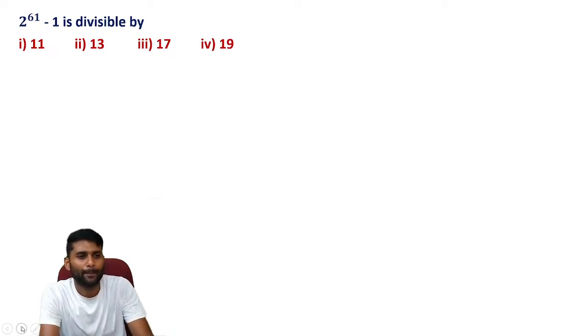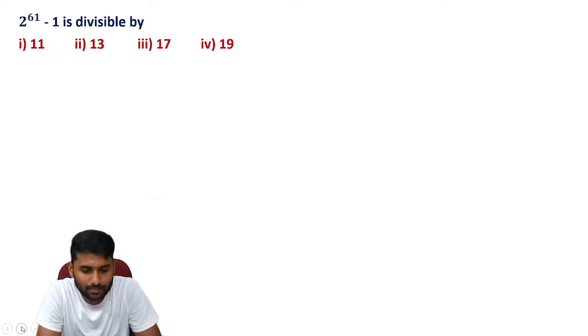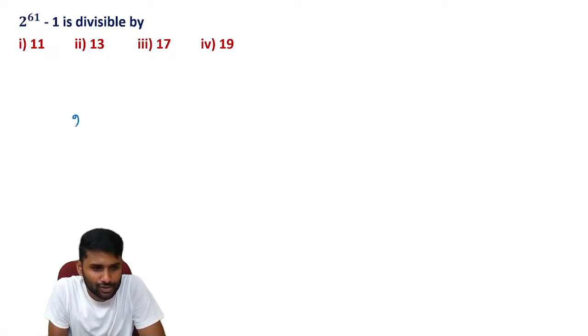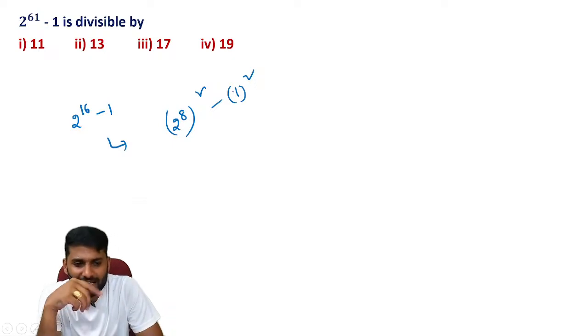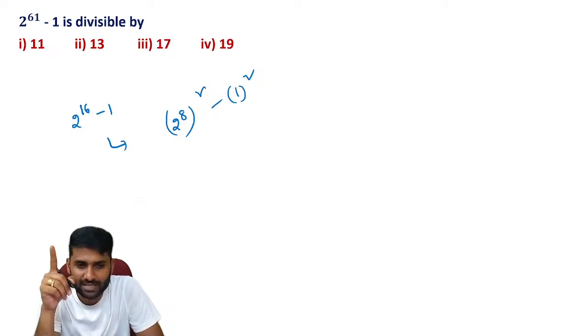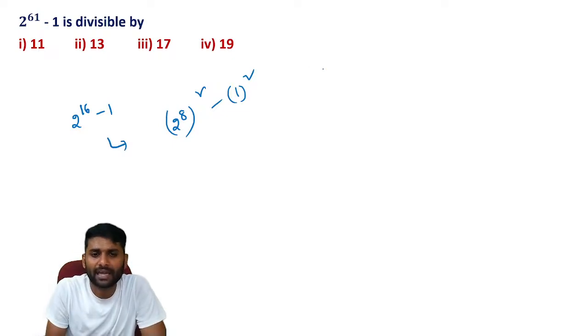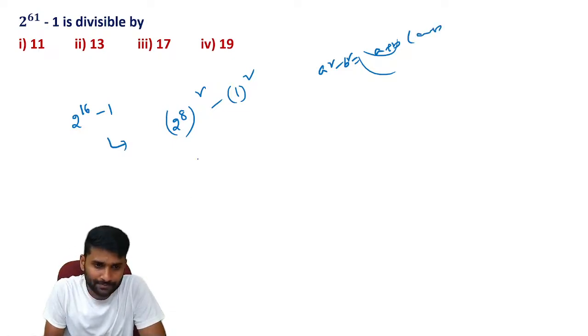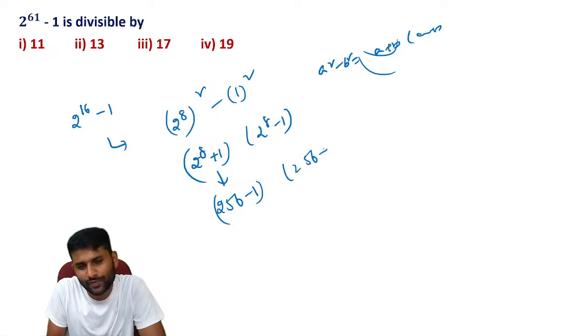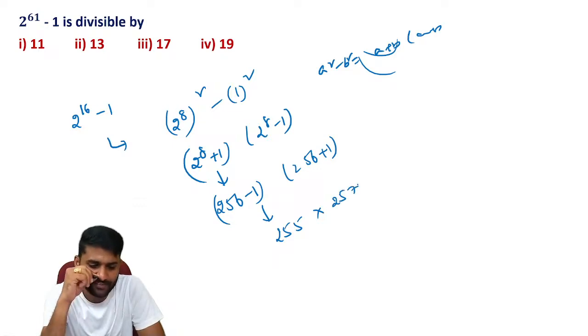2 power 16 minus 1 is divisible by which of the numbers? Let's take this number. Can I take 2 power 16 as 2 power 8 whole square? A power m whole power n is equal to a power mn. Use this property: a square minus b square is equal to a plus b into a minus b. If you go through it, 2 power 8 plus 1, 2 power 8 minus 1. Here 2 power 8 is 256. So 256 minus 1 is 255, and 256 plus 1 is 257. So the result is 255 multiplied with 257.